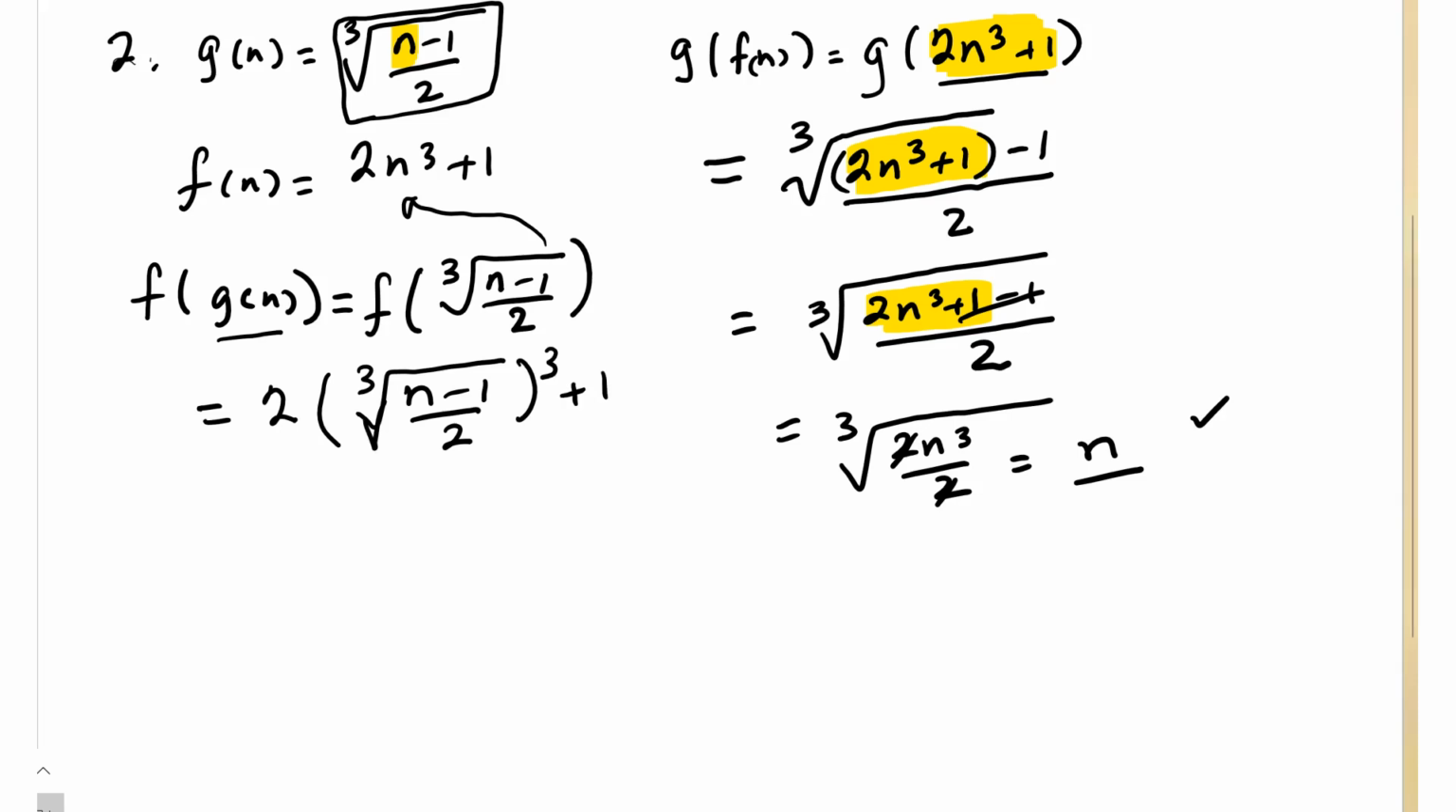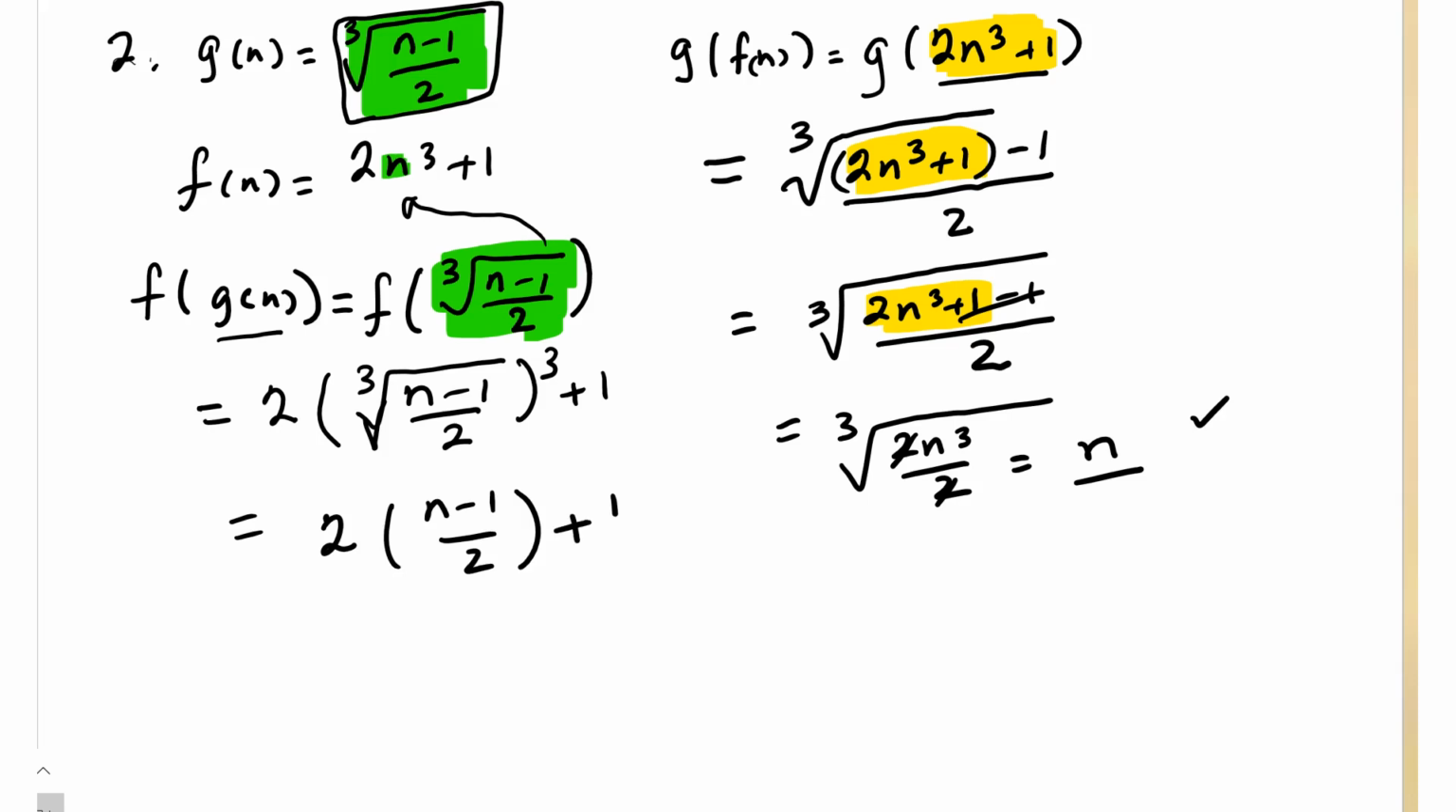So let me just show you. This is now the input, the input for f. That went into f. So we have 2, that's the input. So we have 2 times the parentheses raised to the third power plus 1. So now we're going to go ahead and do some algebra. Anything that is cubed, the cube root that's raised to the third power, they kind of cancel. So we have n minus 1 divided by 2 plus 1.